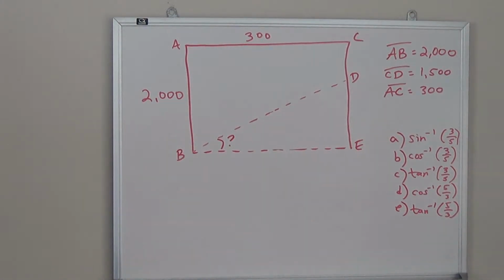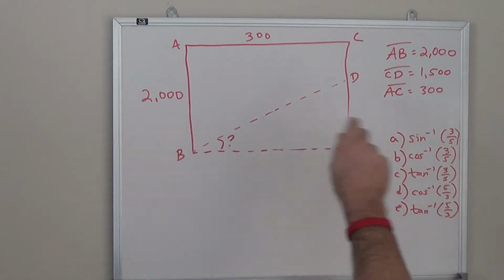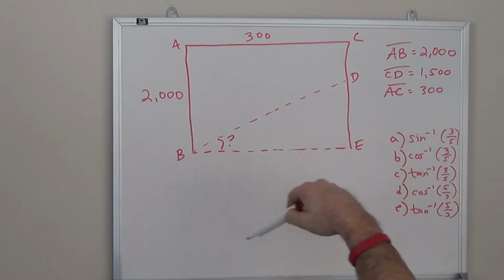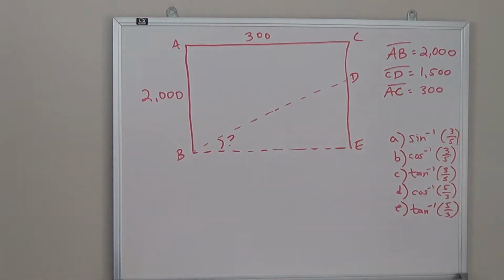Okay, we're back here this morning. Let's look at one. Looks like a little trigonometry here. They give us an interesting looking picture. Looks like a rectangle. Label some sides. We got a 300, a 2000, a 1500, and it wants to know what this angle is here.